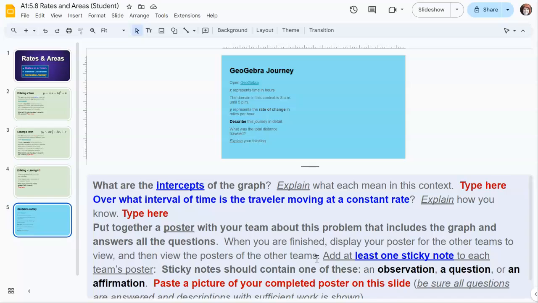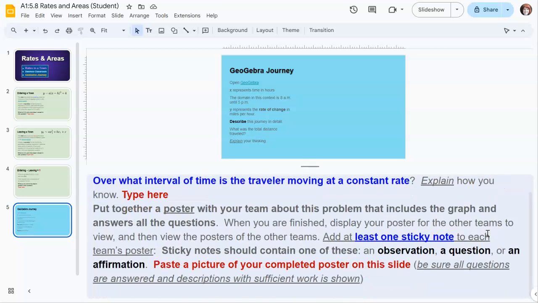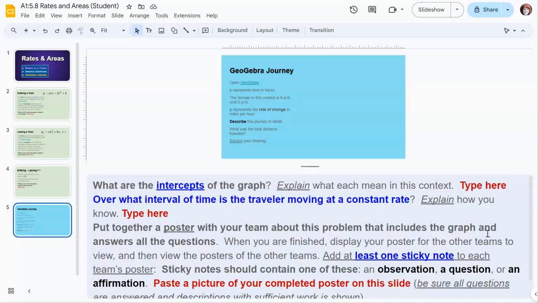Once those sticky notes are on their posters, they've had a chance to go look at everybody's poster. They will take a picture of their completed poster, and yes, they did those with their Chromebooks, and it was always fun to watch how they did that, but they got good at it. They would take a picture, and they will insert a picture on the slide of their poster with all of the questions answered and their work and their descriptions. So that would be their final task.